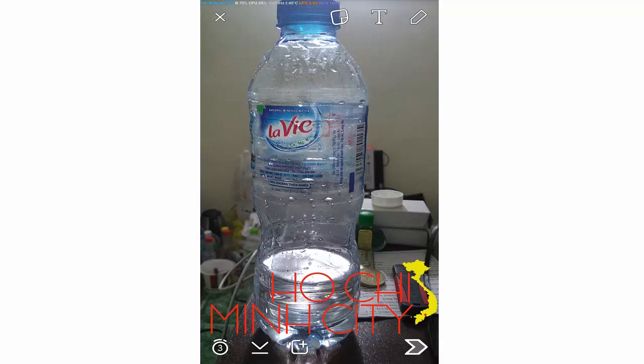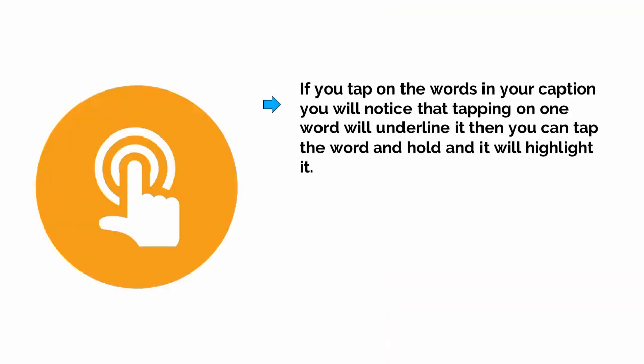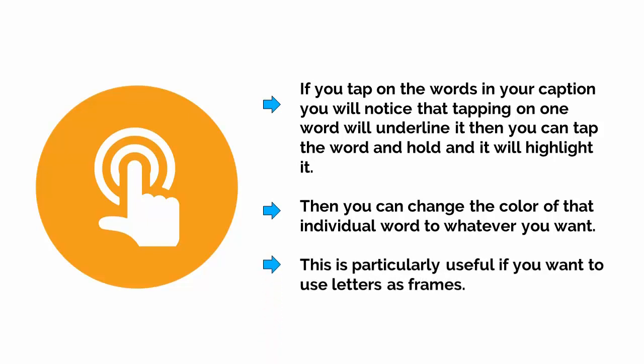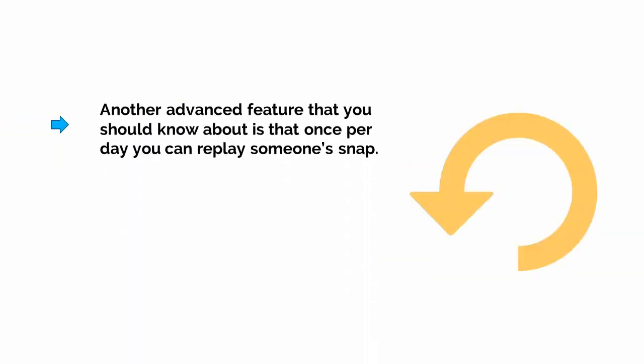There are a couple of neat things that you can do that we will end the video with. First, you can tap on the words in your caption, and you'll notice that tapping on one word will underline it, and then when you tap on the word and hold it, it will highlight it. Then you can change the color of that individual word to whatever you want. This is particularly useful if you want to use letters as frames. You can play with this and find what works best for you, but as an example, you could make the O large enough to where most of it is out of frame and the part that is left frames your picture as an oval.